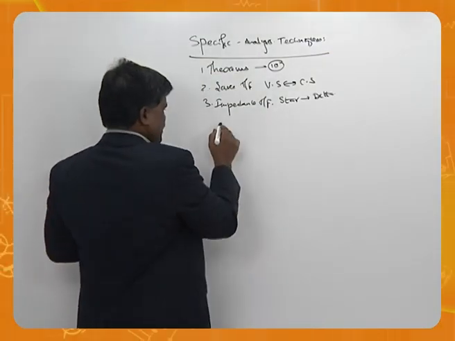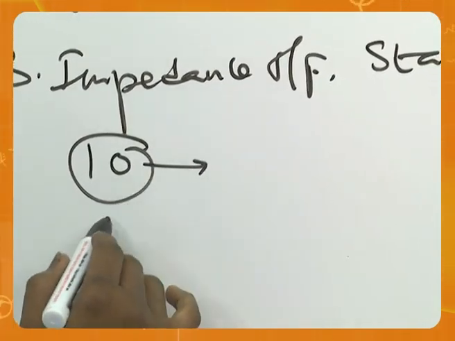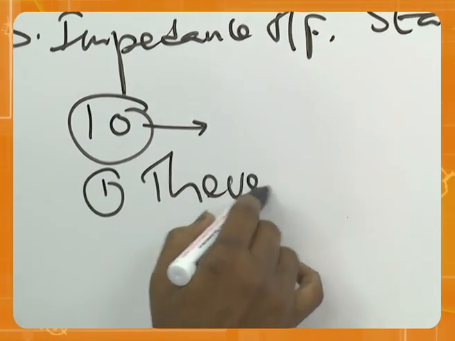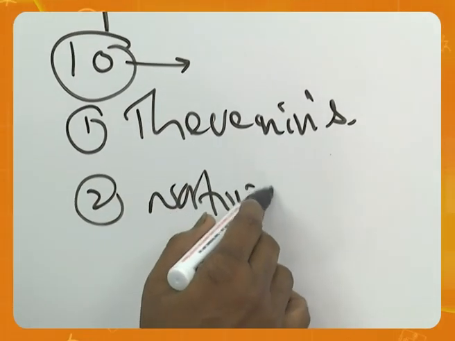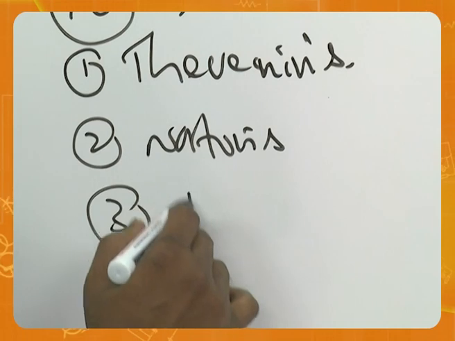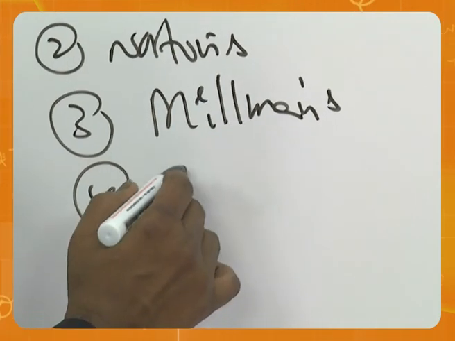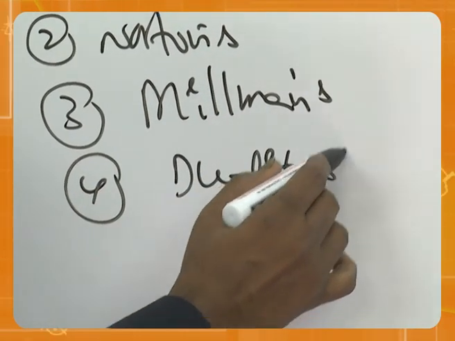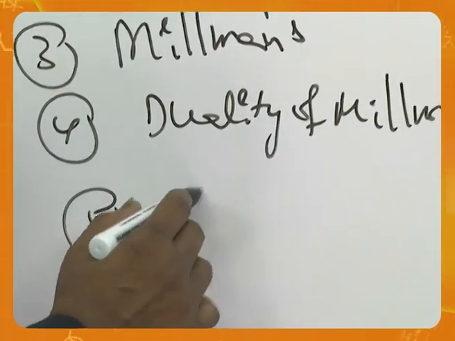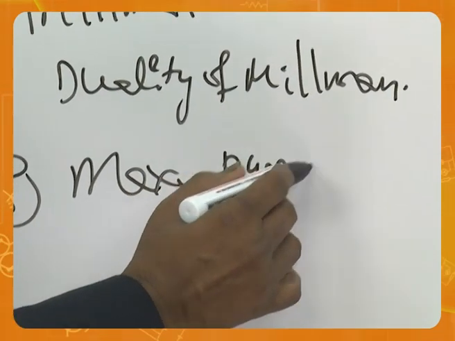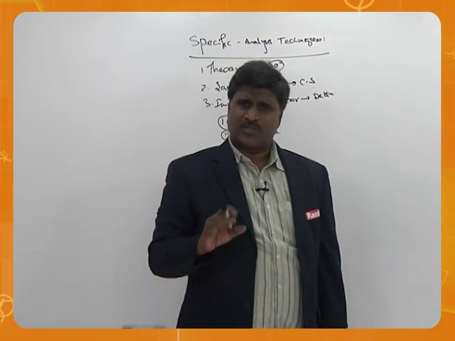Out of the 10 theorems, the main theorems are: first one, Thevenin's; second one, Norton's theorem; third one, Millman's theorem; fourth one, duality of Millman; fifth one is maximum power transfer theorem. All these 5 theorems are together.